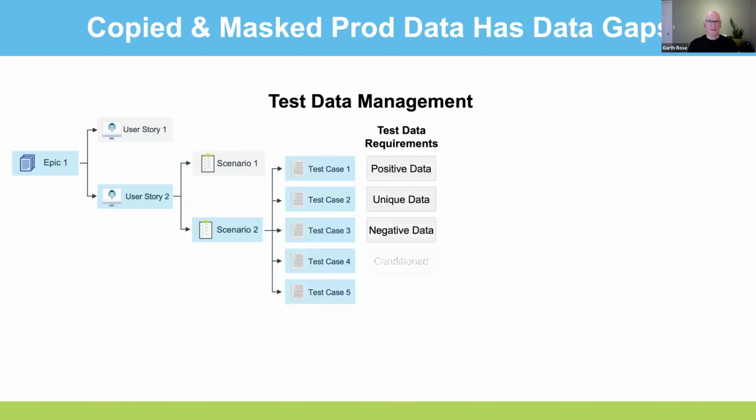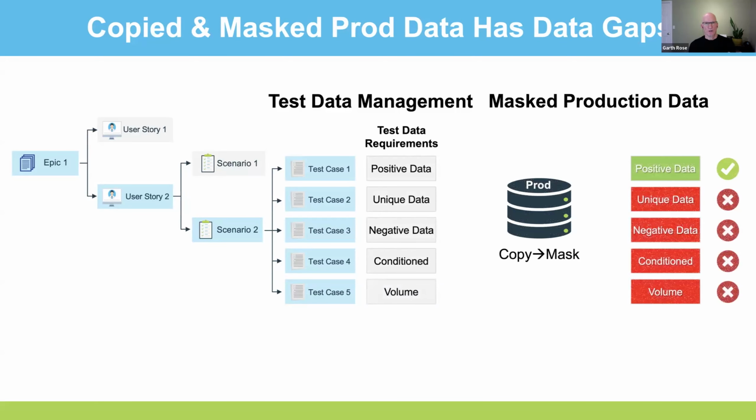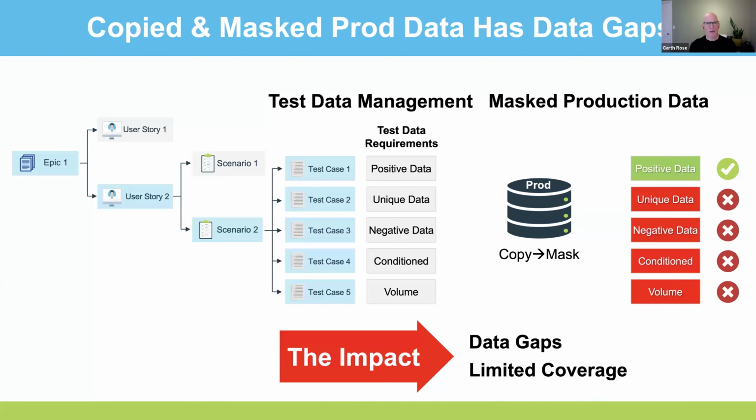So let's sort of break this down a little bit. If you think about a quality engineering environment, a testing environment, ultimately epics break down to story scenarios and test cases. And test cases need data. And the reality is that production data copies are only happy path positive data. Yet in quality engineering, you need a lot more data than that. You need unique data, negative data, boundary condition data, volume, way more volume that's available in production. And so there's real data gaps in a production database copy and limited coverage.